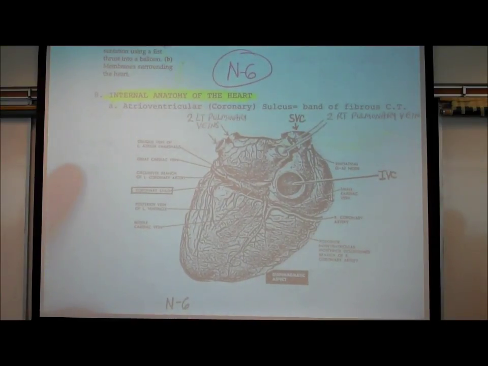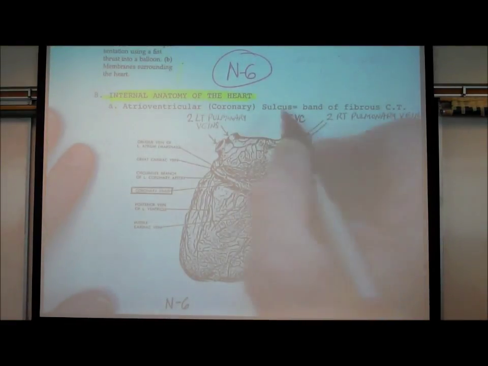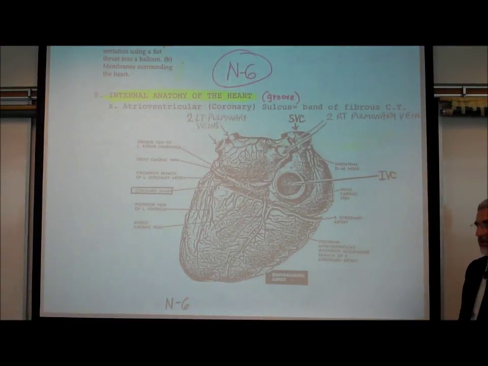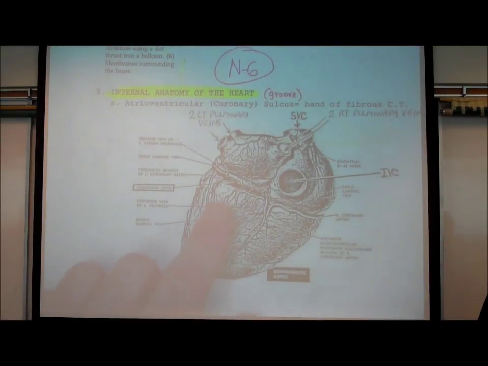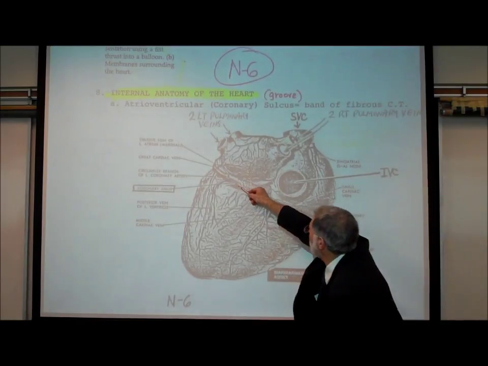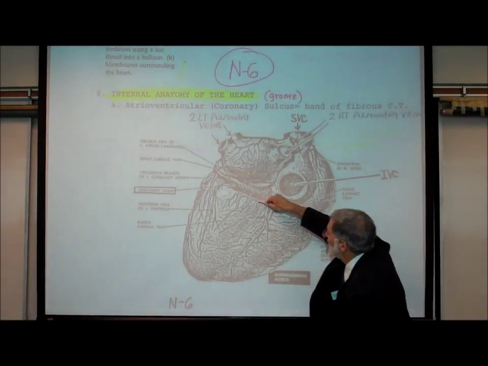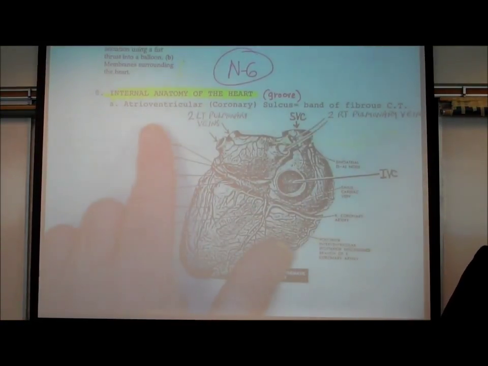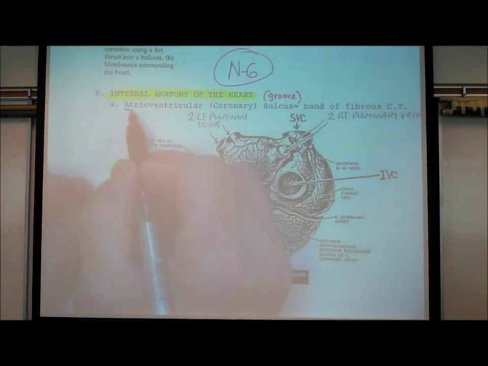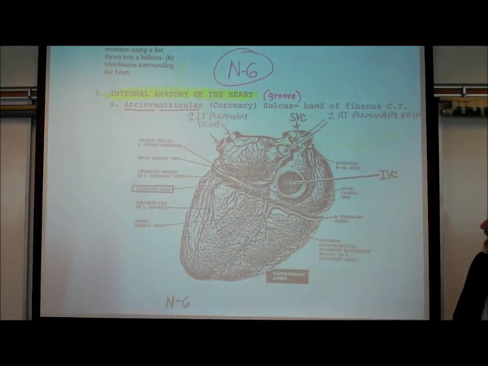And we'd say, what the heck is that? Now, a sulcus is a groove or furrow. It's an indentation. And this is a furrow or indentation that's located right in this area right here. Now, it's known as the atrioventricular because it's found between the atria and ventricles.